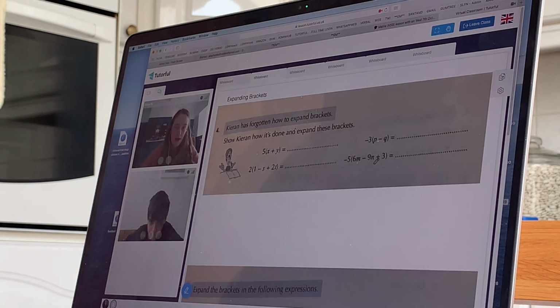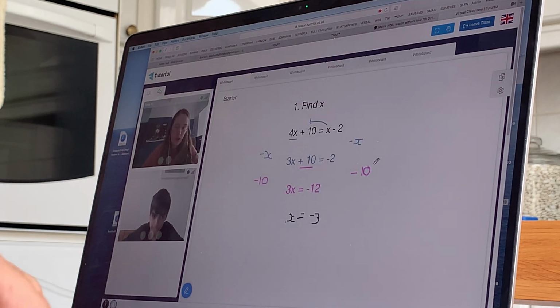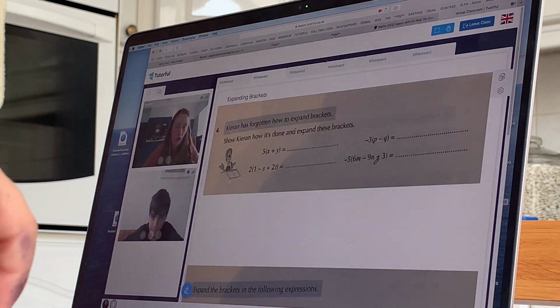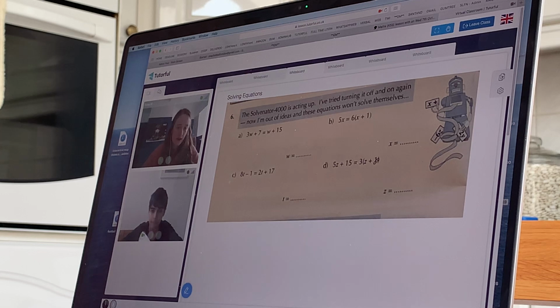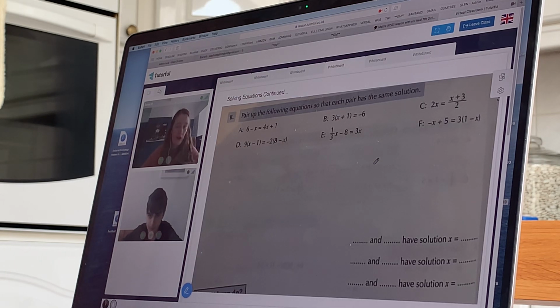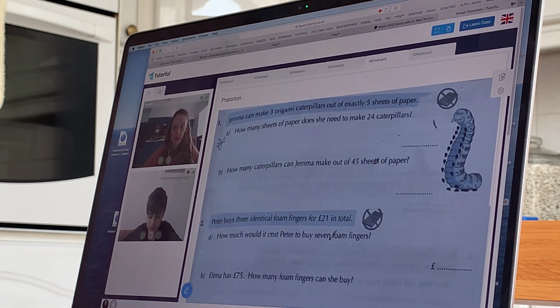So, would you like to then go on to expanding brackets, which we did half of this last week, or solving equations, which is the harder one, where you combine what we've just done for the starter there and what we did with the expanding brackets last week? Or if you don't fancy doing either of those, we can go straight on to ratio and proportion.